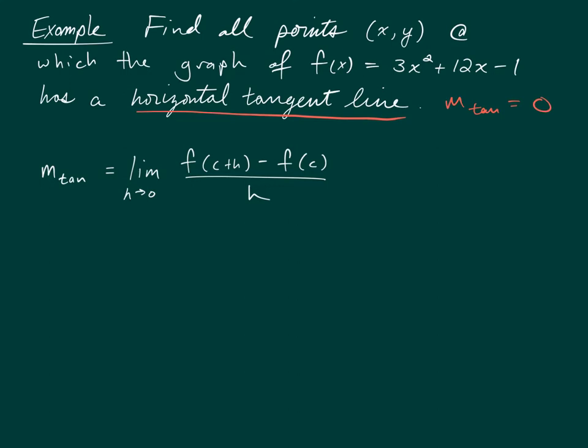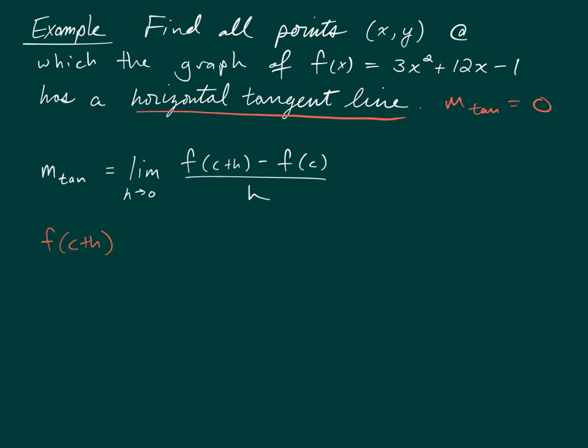Now, as stated in the previous slide, these two c's will be the same. Remember, c represents a specific x value. And since we're trying to find an x and a y, or maybe multiple x's and y's, we need to just leave these c values right here. So the first thing I want to do, over here on the left, is find what is f of c plus h.